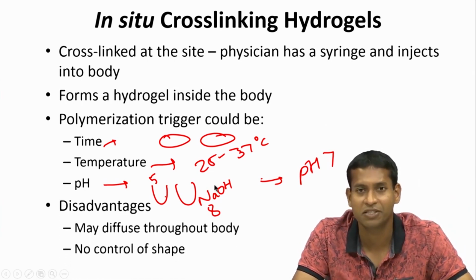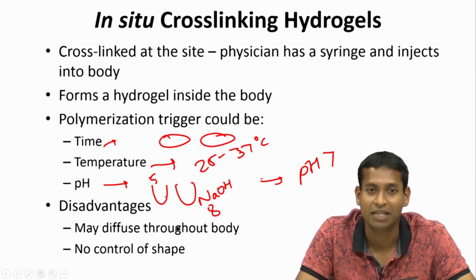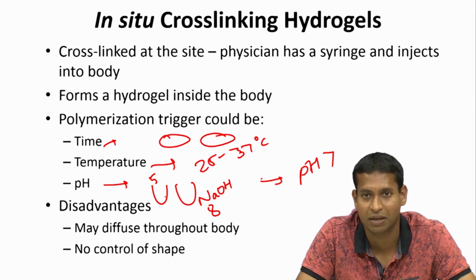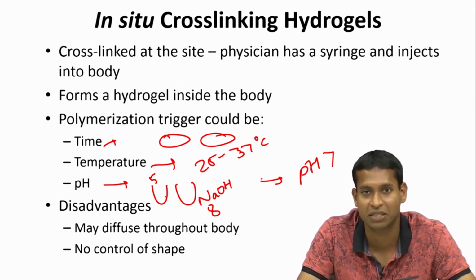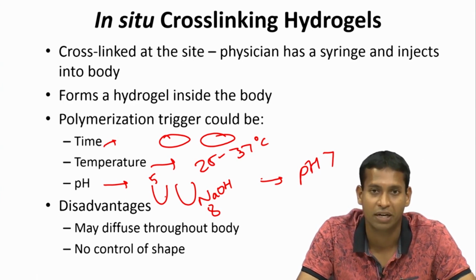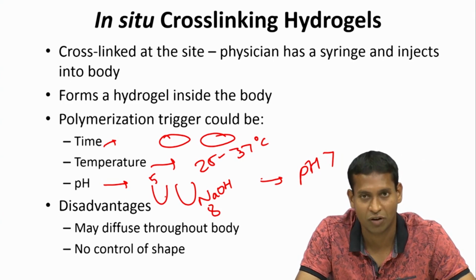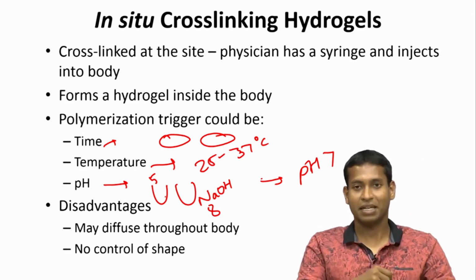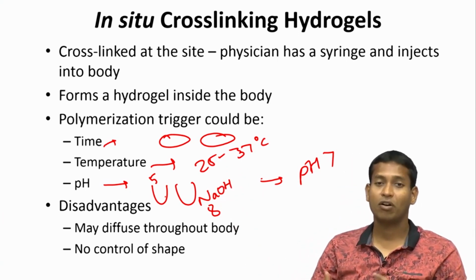There are some disadvantages to it, obviously there are lots and lots of advantages, but there are some disadvantages. One is this may diffuse throughout the body, right. I mean, if I let us say inject it into an area which is highly fluidic, let us say if it is in my stomach or in my peritoneal cavity or any place which has lots of diffusion and convection going around, then before it can polymerize it can just diffuse throughout the body. I do not really have a control of shape.